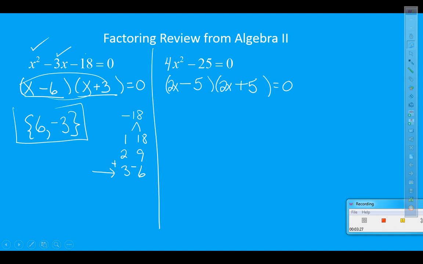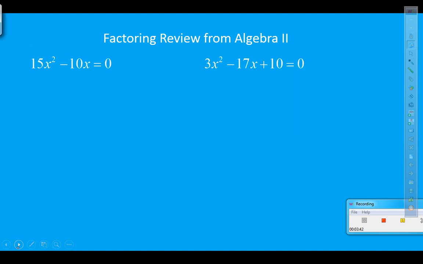Now when you set this equal to 0, for this answer, you're going to add 5, divide by 2. For this answer, you would subtract 5, divide by 2. So that's a difference of squares.